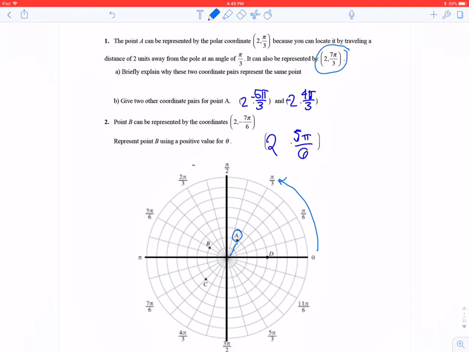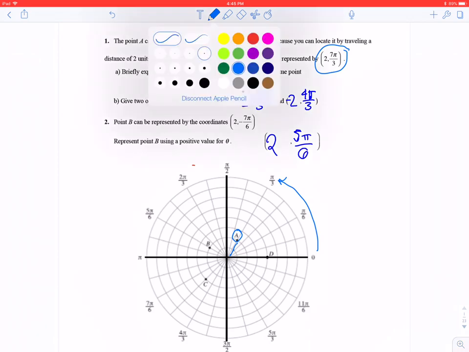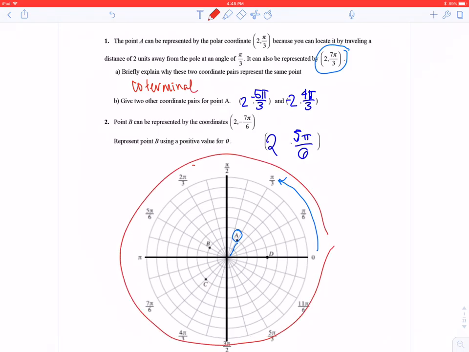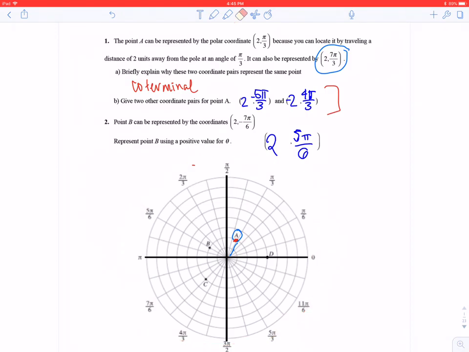You can also get to A because pi over 3 and 7 pi over 3, hopefully we know, are coterminal angles. They land at the same spot. So we could go around the circle another time and land at A. In class we gave 2 more options for landing at A. (2, negative 5 pi over 3).